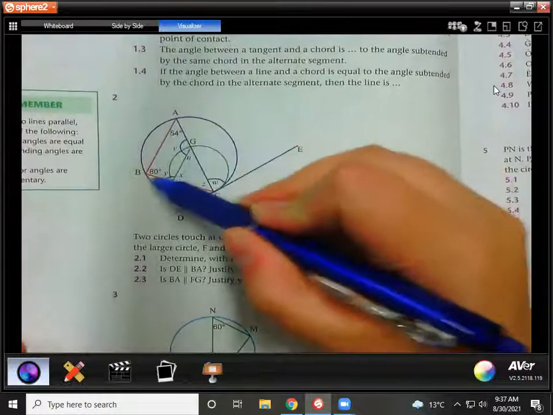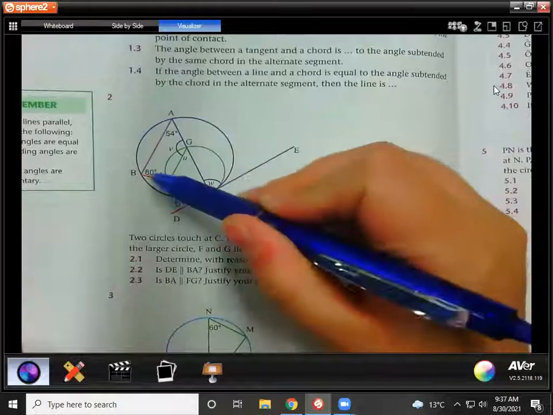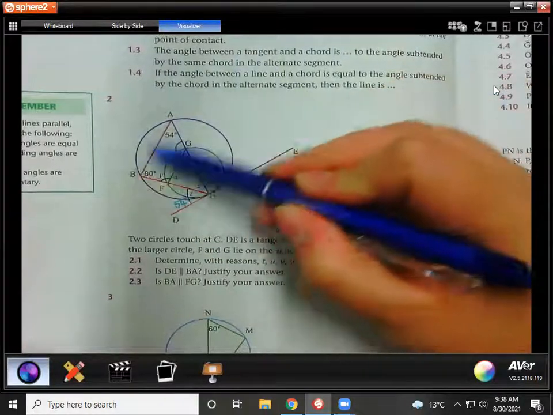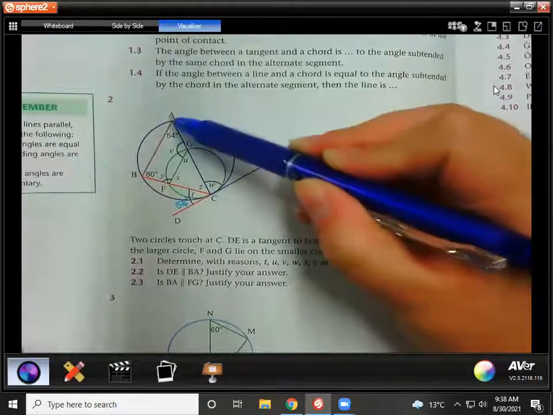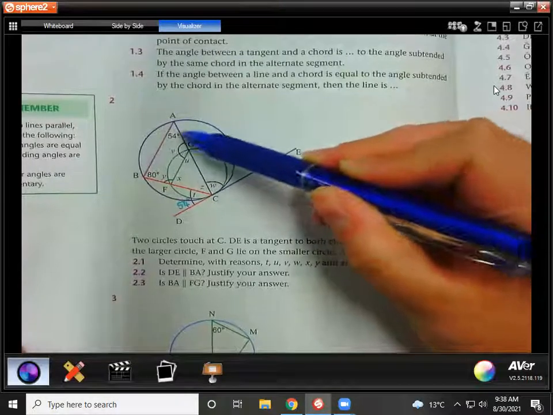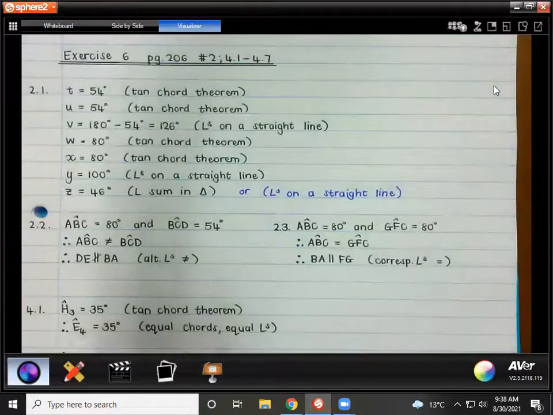So what I did was I just looked at this Z shape, for example. If they were parallel, then these two angles would be equal, the alternate angles. Same thing over there with A and ACE. That's also 54, and that would also be 80. So again, those are not equal. So you could have written either one of those two pairs.